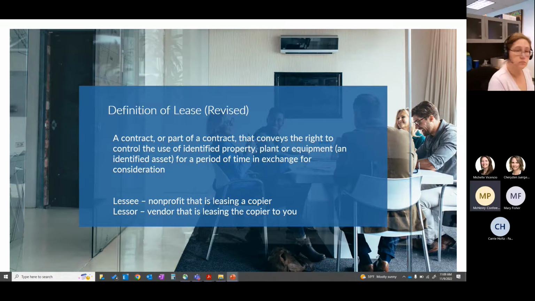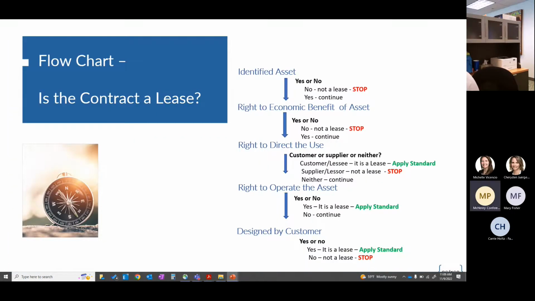And then just a couple definitions. The lessor is the vendor that is leasing you the item, the building, whatever it is. And then you, as the nonprofit, assuming that you're getting these items, you are the lessee. I just wanted to make sure you understood the difference between those two. So then this next slide gives you a flow chart, and really this is geared to break down what control means.